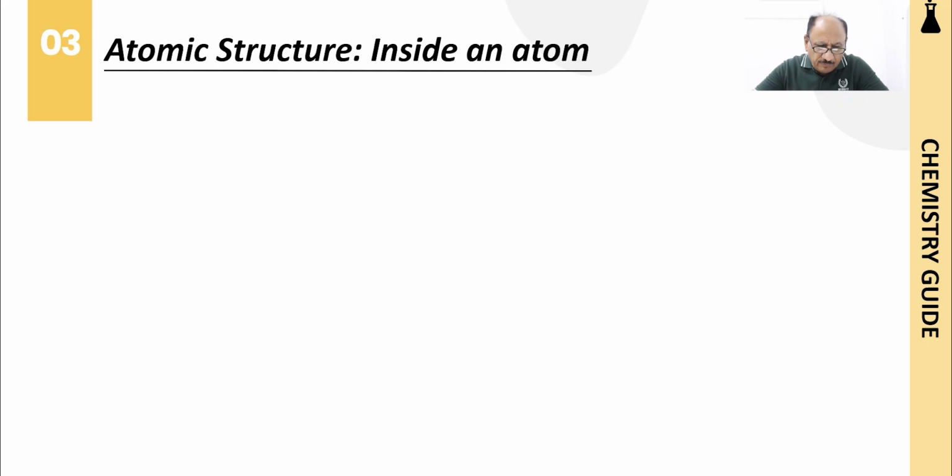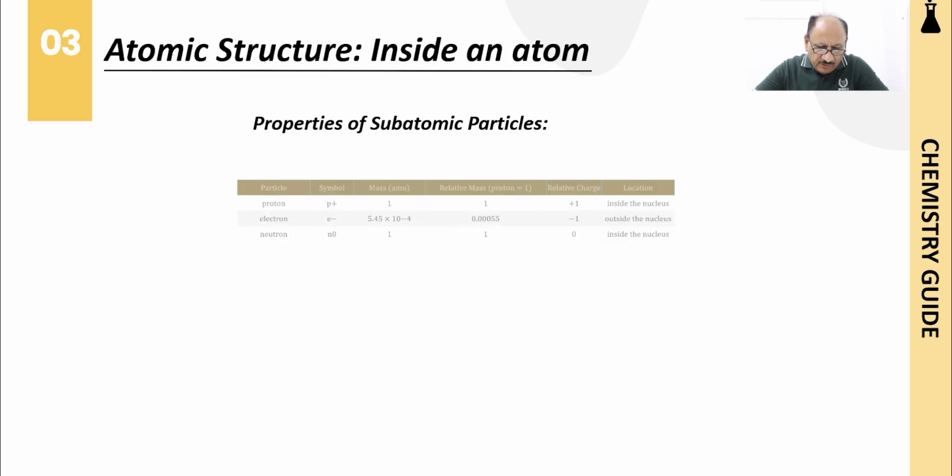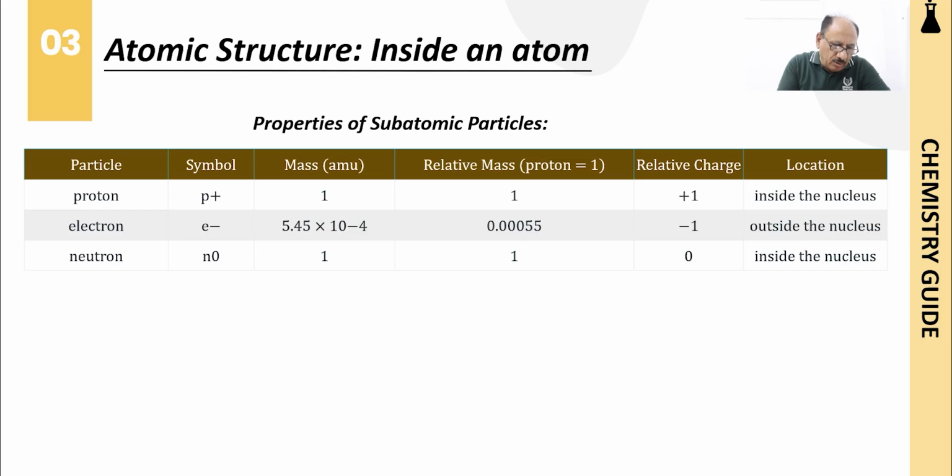Next, we can go through the properties of different subatomic particles. The particles are protons, electrons, and neutrons, and this is the symbol for protons. We use these symbols while writing equations also, so you need to keep in mind these symbols as well. If we see the masses of these particles, protons and neutrons have 1 AMU, atomic mass unit, whereas the electron is 5.45 into 10 to the minus 4. This is the mass of an electron.